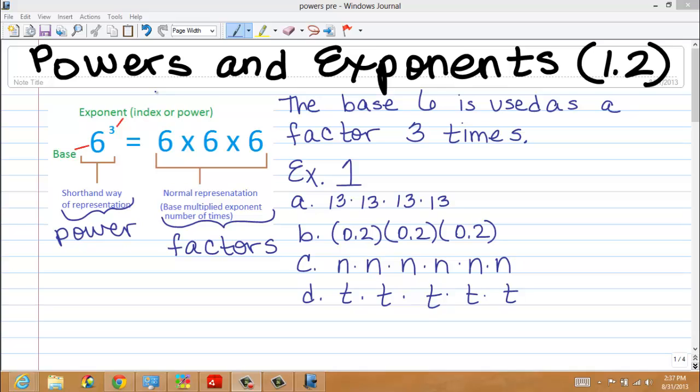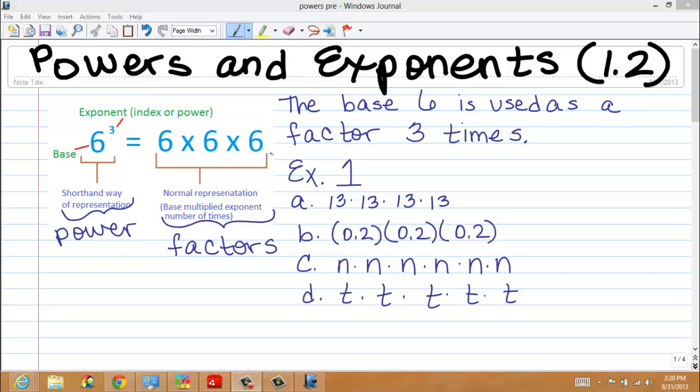A power can be written in a form that has two parts, a number called the base and a number called the exponent. So this entire expression here is known as a power. The exponent shows the number of times the base is being used as a factor. Okay, so we have an exponent of 3. That means that we're multiplying the base times itself 3 times.